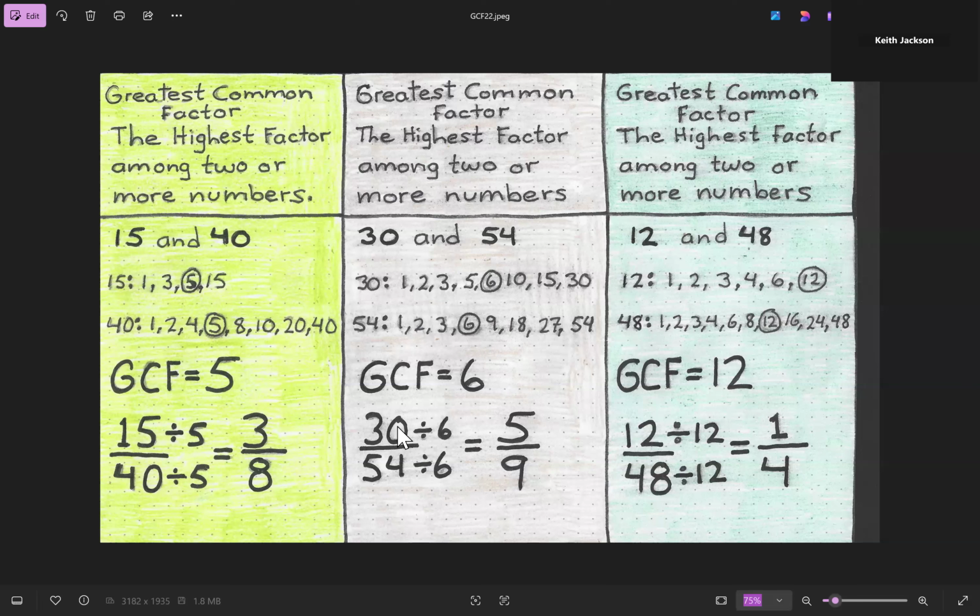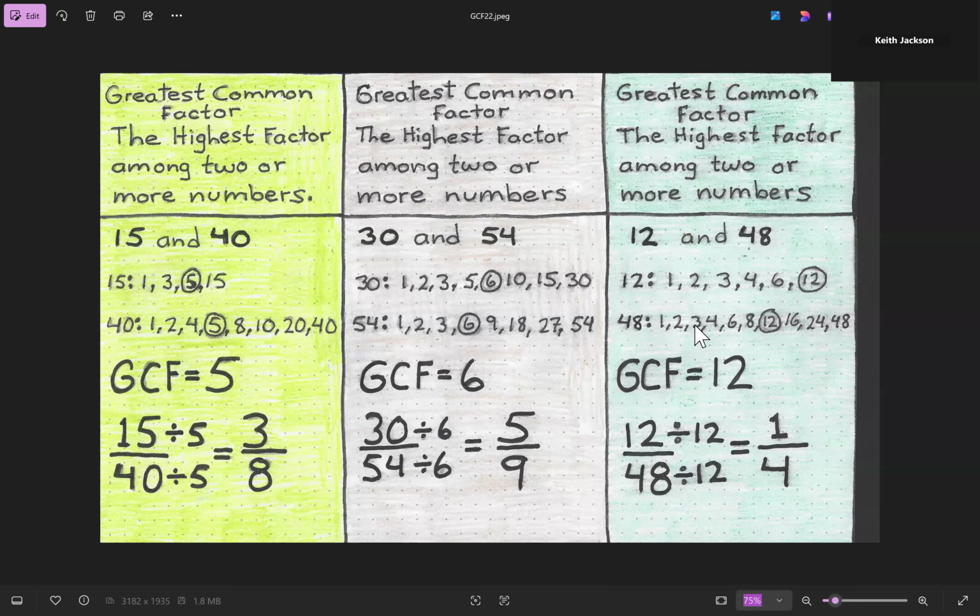And if 30/54ths was a fraction, we can simplify this fraction by dividing both numbers by the greatest common factor of 6. And when we do that, 30/54ths is the same as 5/9 because we divided 30 by 6, which gave us 5. And 54 divided by 6 will give us 9. So again, 30 divided by 6 gives us 5. 54 divided by 6 gives us 9.